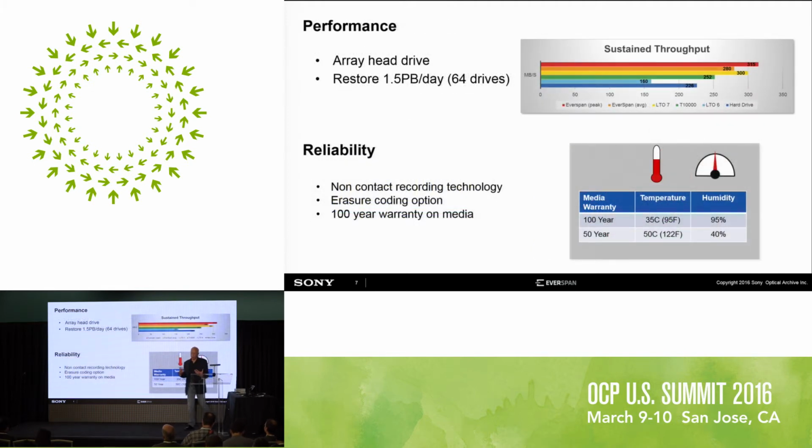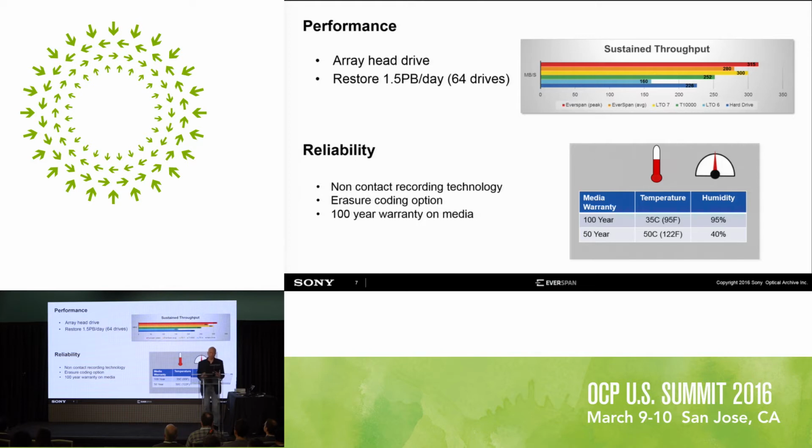This drive we call an array head drive, and we have, as I said, 8 lasers per drive. That allows us a restore of about 1.5 petabytes a day with 64 drives. And on the upper right-hand side, you see a throughput chart for the different technologies. The topmost is the maximum transfer rate for optical, for our drive. And the yellow one is LTO7. So you see that we compare favorably to these technologies.